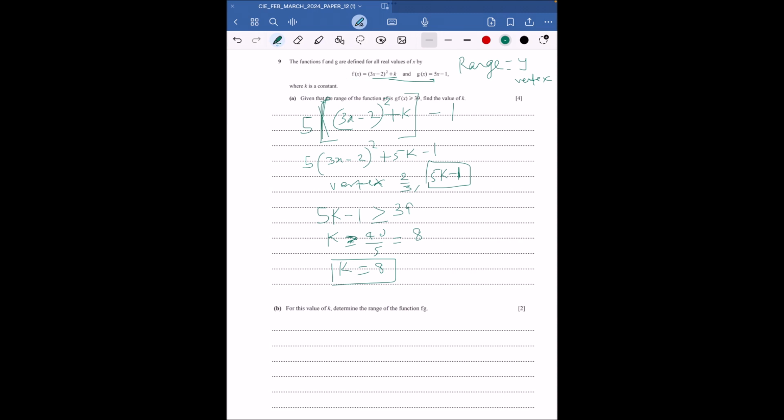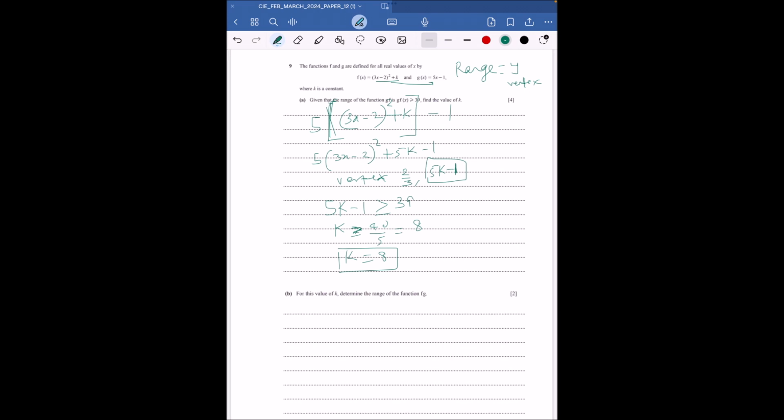So k is 8. I think they would have said the maximum value or minimum value of k. That's what they would have said there. I think the question is not framed properly, but let's wait for the marking scheme to come out. So k is 8. Now they would have said minimum value, because k can be 8, it can be 9, it can be 10, right? Okay, so I think k is 8 because k starts from 8. K is greater than 0.